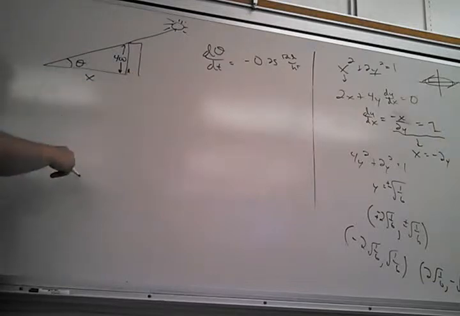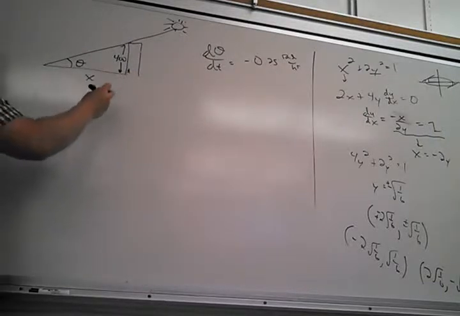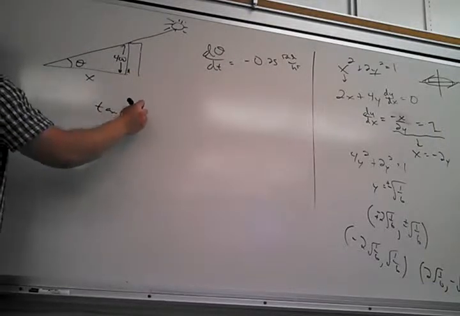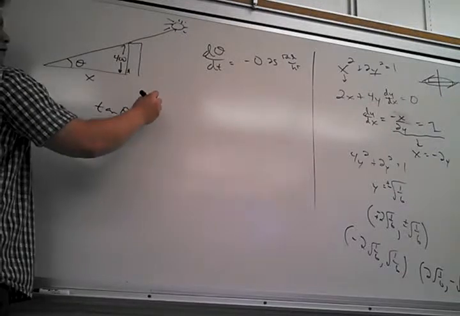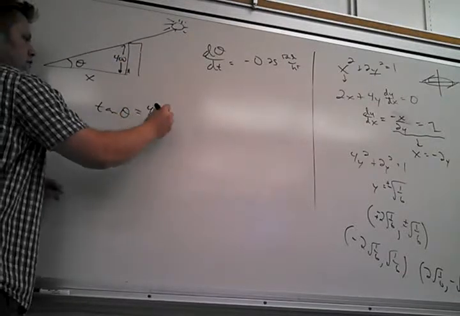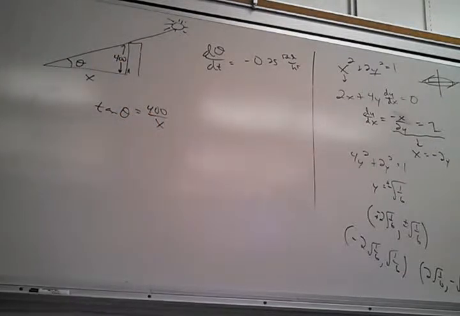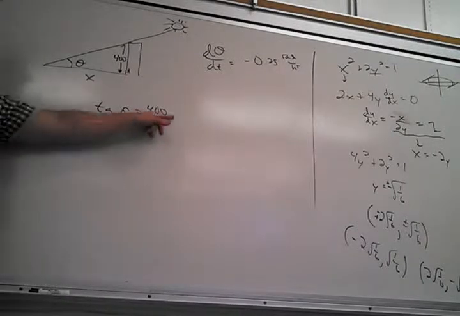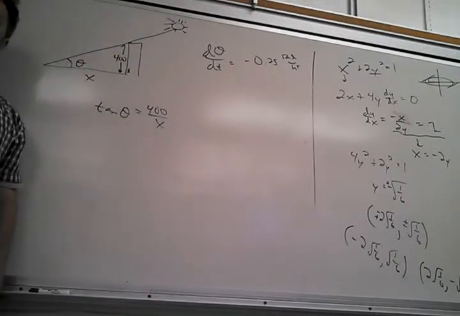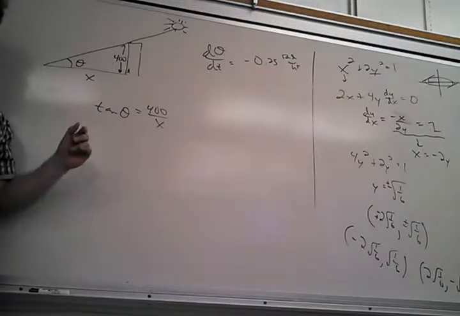And then I would do at least one thing to this to make it a little bit easier to work with. You could make this 400 x to the negative 1 and do all that. Or you could multiply the x up. We're going to have to implicitly differentiate this anyway. You can make this x tangent theta equals 400. I use cotangent just because it makes the x go on top, but it doesn't matter.